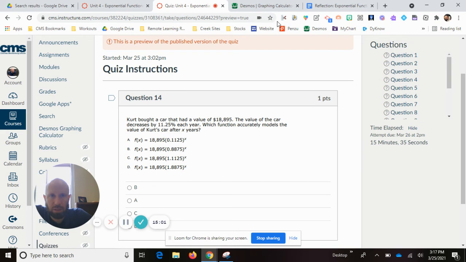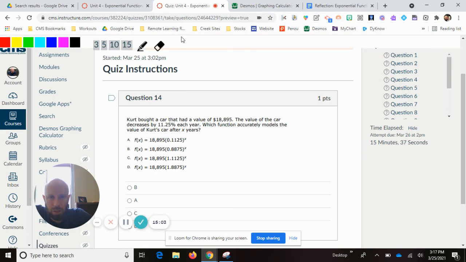Very similar here, same type of question. This question is saying that it's decreasing. So since we're decreasing, this is the same formula again, but since we're decreasing, it's minus. So that means the number inside the parentheses has to be less than 1. So that means it cannot be C, cannot be D. 1.11 is more than 1. 1.88 is more than 1, so it can't be that.